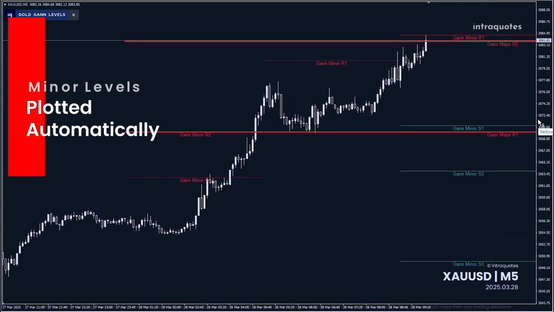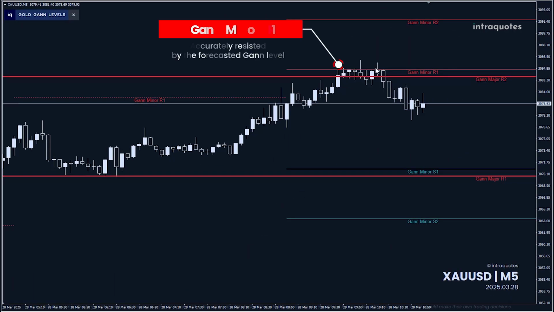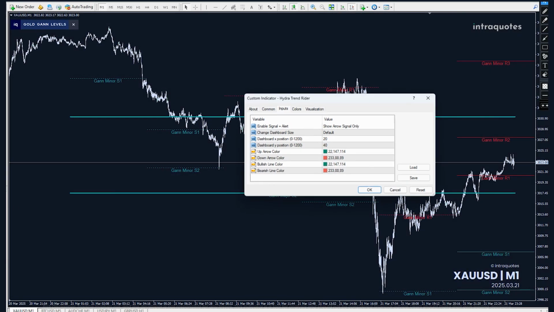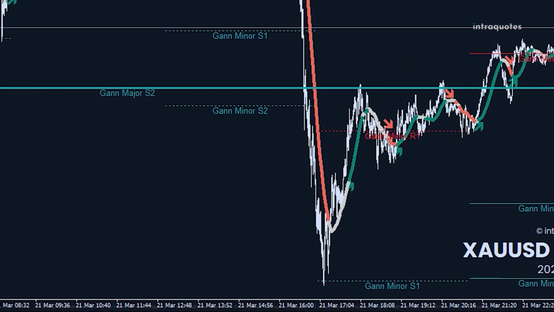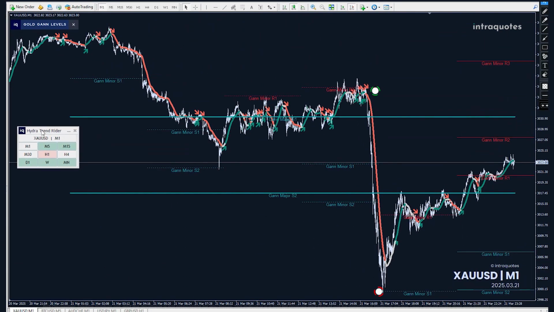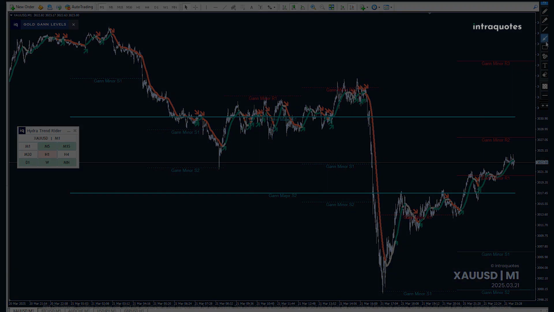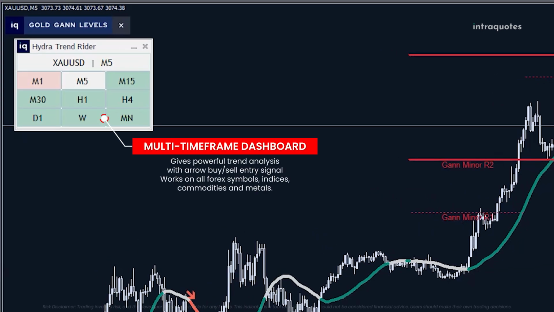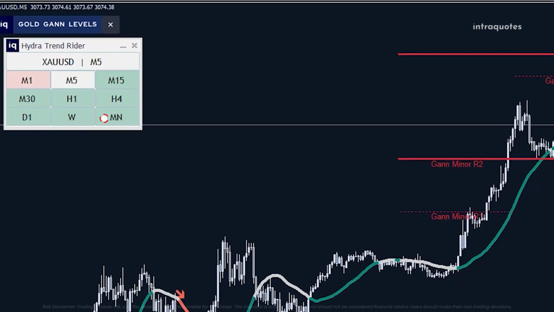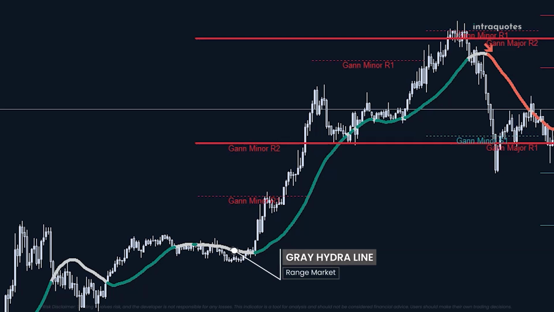Especially in this case with gold, we have a special formula added to give better trade levels with this Gann indicator. We highly recommend using this indicator along with Hydra Trend Rider. Hydra gives strong bullish and bearish signals aligned with the Gann levels. Gann levels will tell you about profit targets, where to set your take profit and also stop loss, whereas the Hydra will tell you how strong the trend is and if it's worth entering the market there with the help of a buy-sell arrow signal. Hydra Trend Rider has a multi-timeframe dashboard, which helps detect how long a trend will be bullish or bearish. It also signals the range market with a gray line.